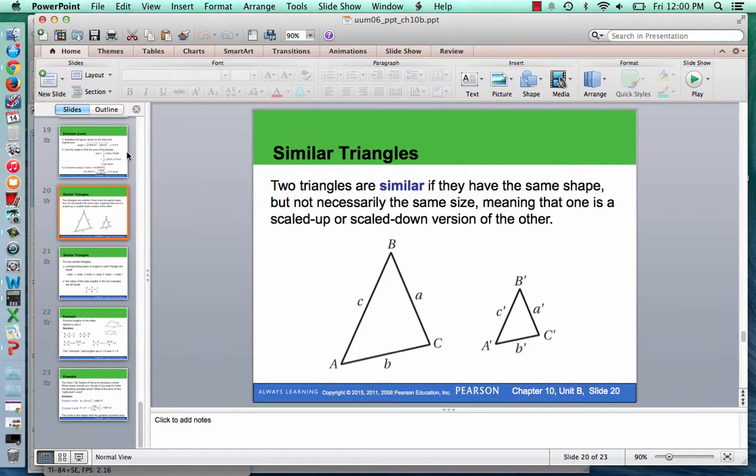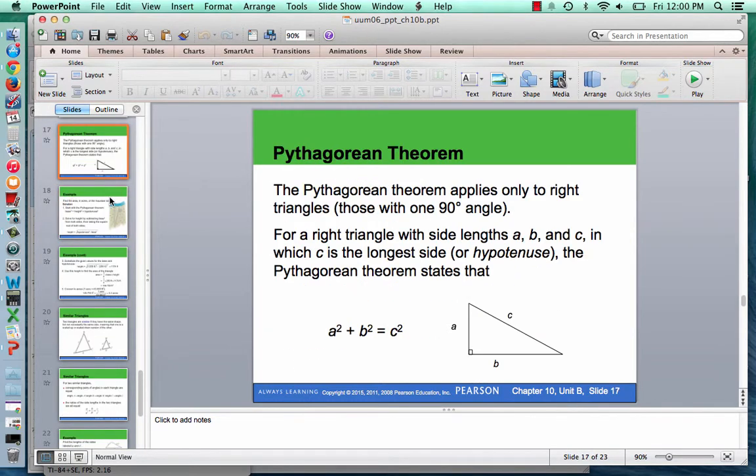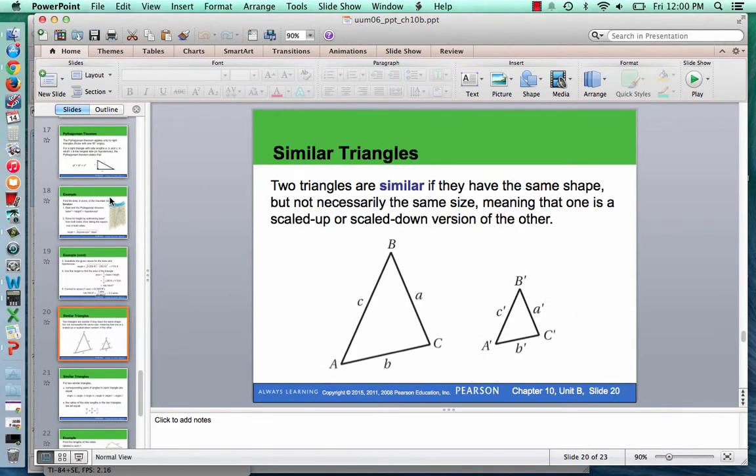Over section 10b. Now in this section we won't get into everything, it's our last section, and we're just going to look at two things in here, similar triangles and the Pythagorean theorem. So we're going to start with similar triangles.